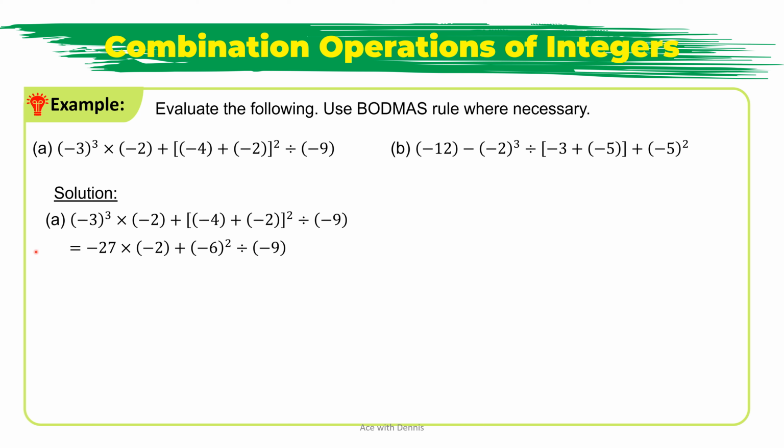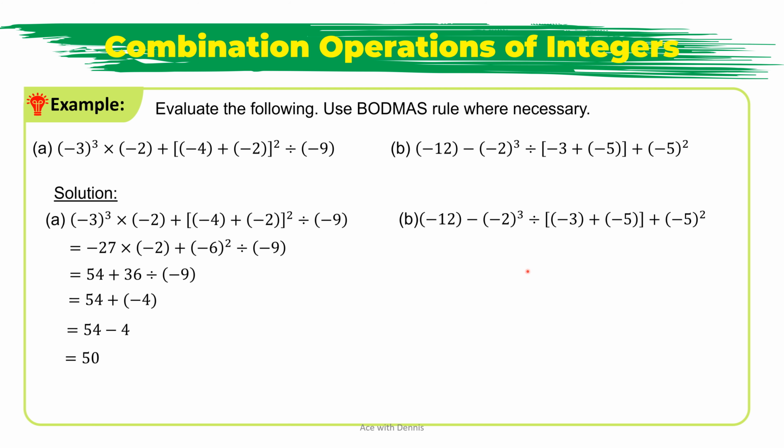So when we reach this step, the next thing I can see is times, indices, and division. So let's take care of the multiplication and the indices first. -27 times -2, we get 54. -6 square, we get 36. Then followed by divided by -9. Then from here, we take care of the division. 36 divided by -9, we get -4. So it will be 54 plus -4, which is 54 minus 4, and the answer is 50.